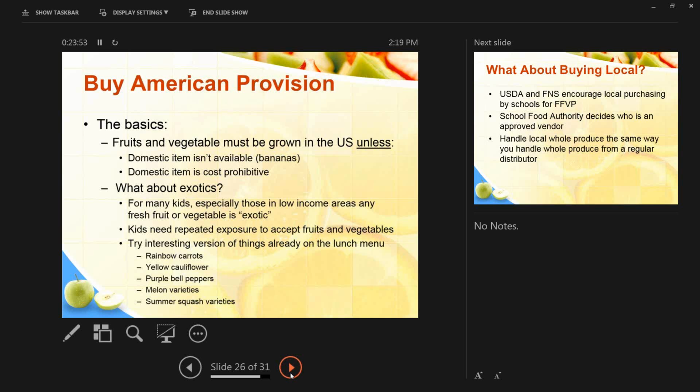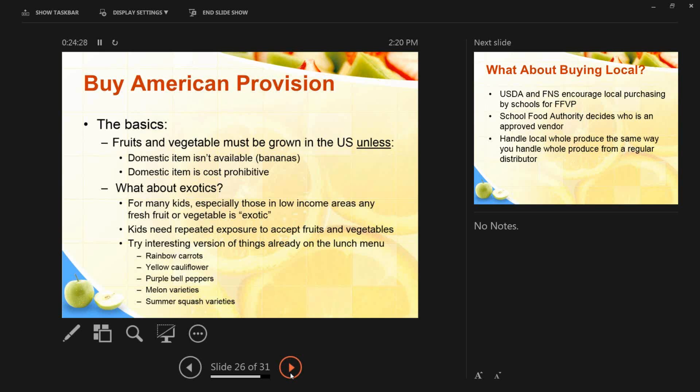We've also had a lot of folks serve a lot of exotic fruits and vegetables in the program in the past. And for a lot of kids, especially those in low-income areas, any fresh fruit or vegetable is exotic. So this program is really tailored to give kids exposure to fruits and vegetables that haven't had that exposure before and wouldn't get that exposure from home. And we know that kids need that repeated exposure to accept fruits and vegetables. So it's a great opportunity to try interesting versions of things that are already on the lunch menu and provide that repeated exposure. So when it does make its way to the lunch tray, the kids know what it is and they're excited to eat it.